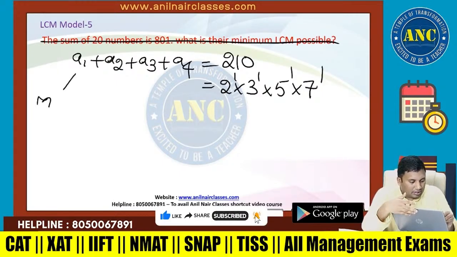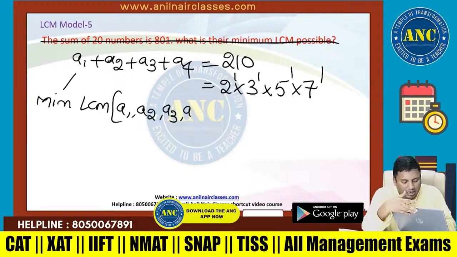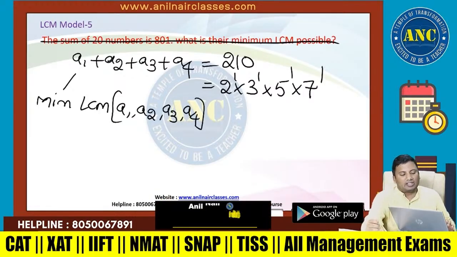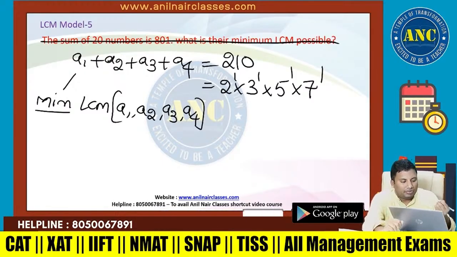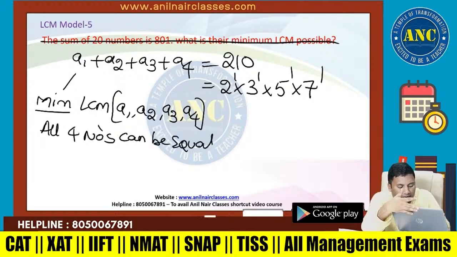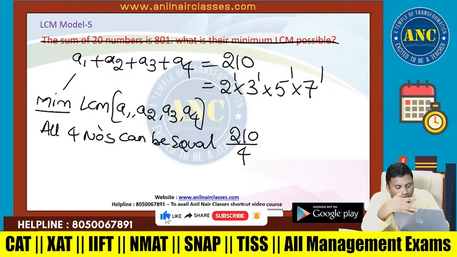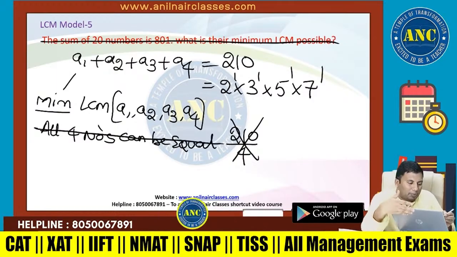The question is, I want the minimum LCM of A1, A2, A3, A4. To get the minimum LCM, there are two cases. All the four numbers can be equal. But 210 is not divisible by 4. So, first case, all the four numbers equal is not possible.